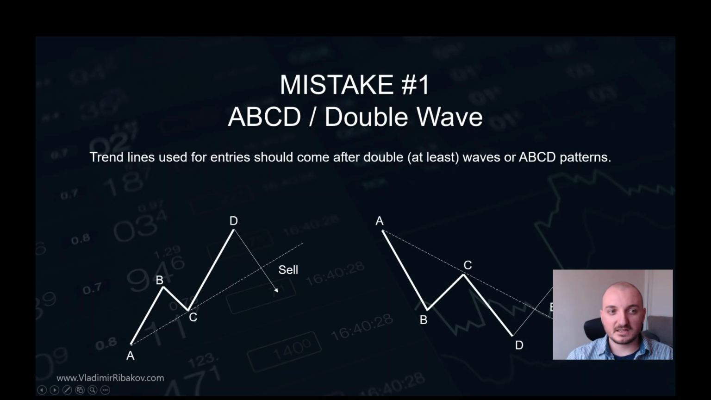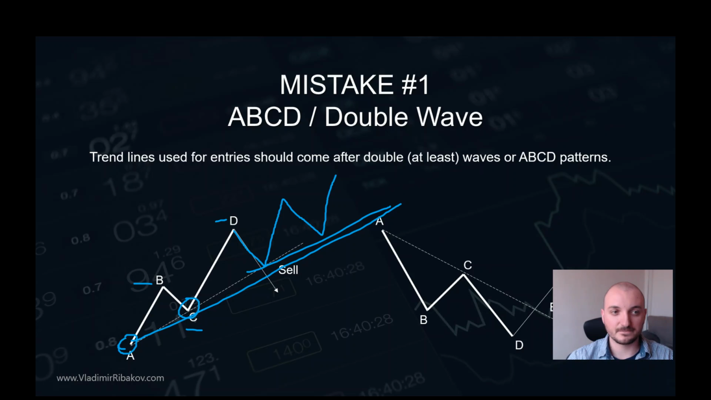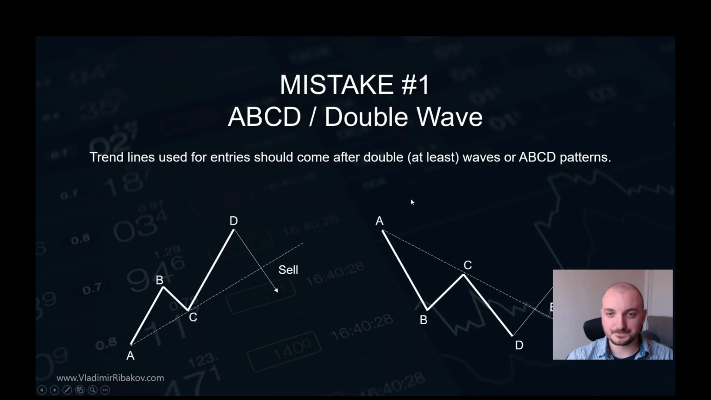The first mistake that the majority of people make in their trading when it comes to trend lines is that they're not looking for the ABCD or double wave pattern. In other words, when we're looking to sell or to buy, we need to see A, B, C, and D developing and then connect A and C, or if there are more legs, we connect here or here on the same trend line, it doesn't really matter. The idea is very simple.